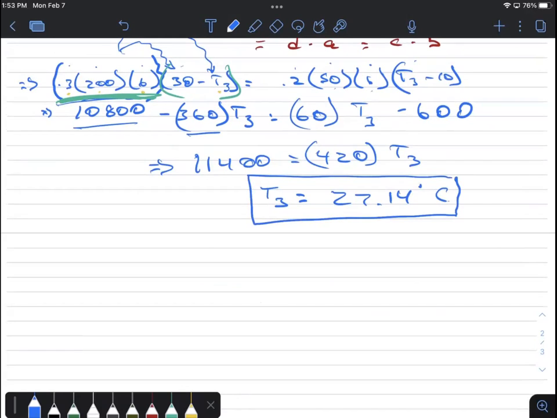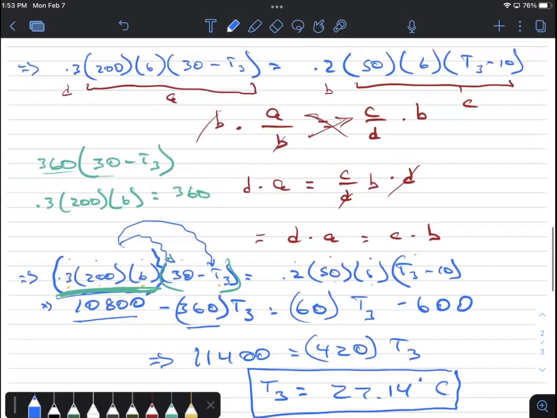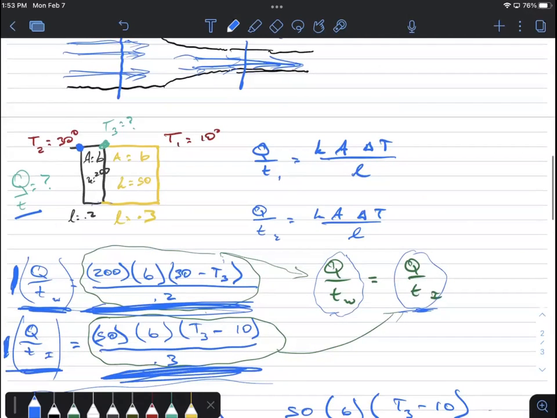If this were 47, then I know, wait a second, let me go back. I must have made some mistakes somewhere because there's no way the temperature in between these two materials is going to be hotter than the hottest part of my problem.